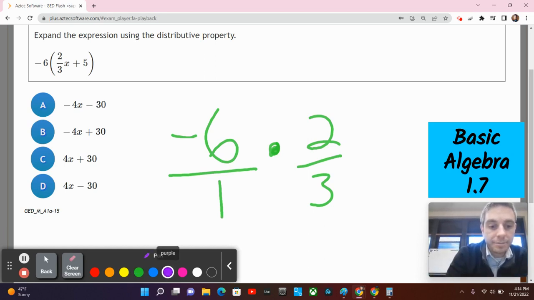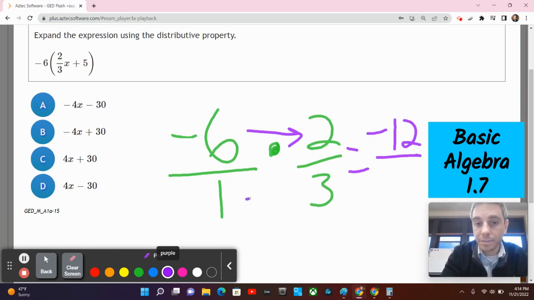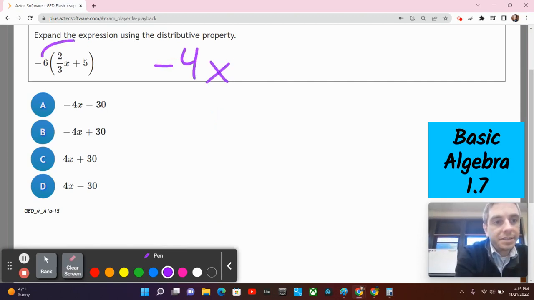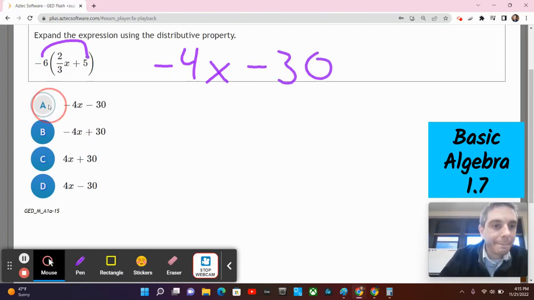But by doing that, it can help you to remember that when multiplying fractions, you just multiply all the top numbers together, and then you multiply the bottom numbers together. 1 times 3 is 3, and -12 divided by 3 is equal to -4. And then the x, as I mentioned a moment ago, tags along for the ride. And then we have -6 times +5. So to show that, I would put -30, and we're done.